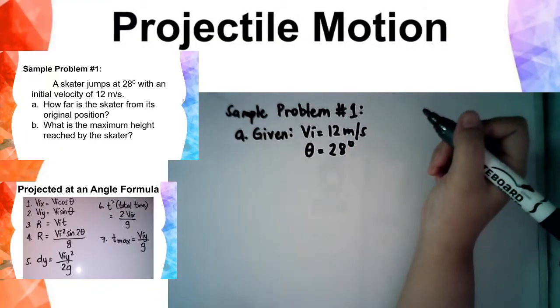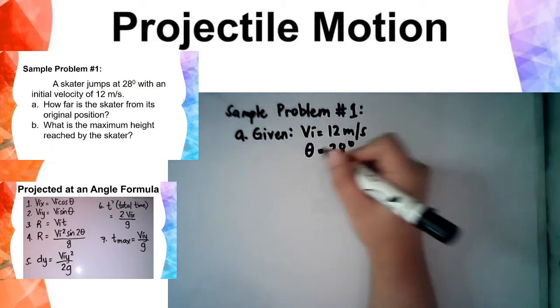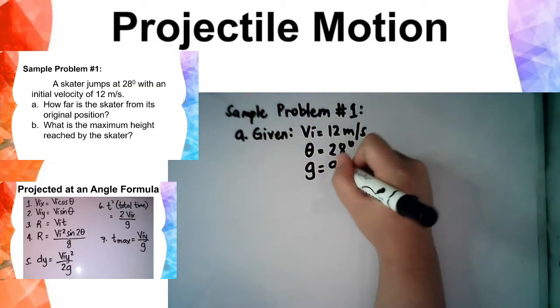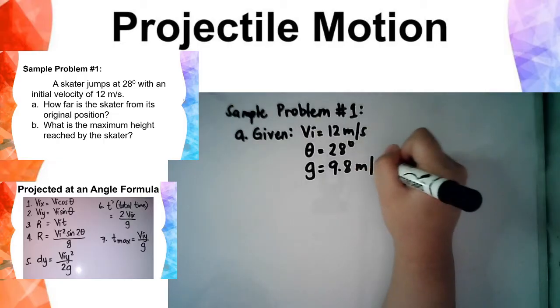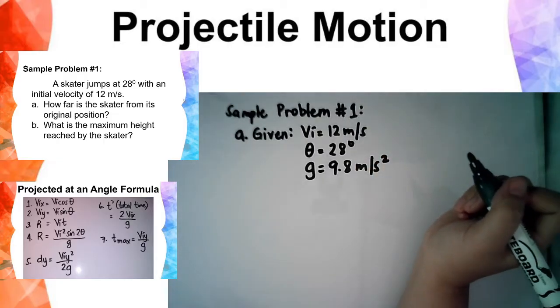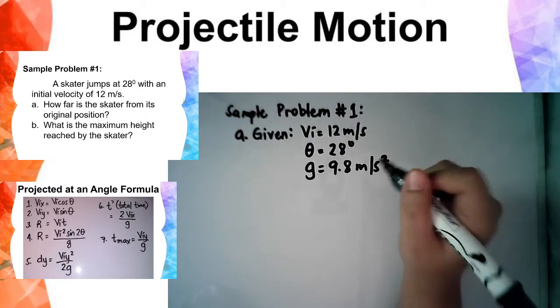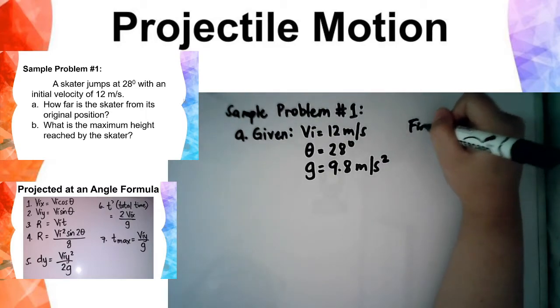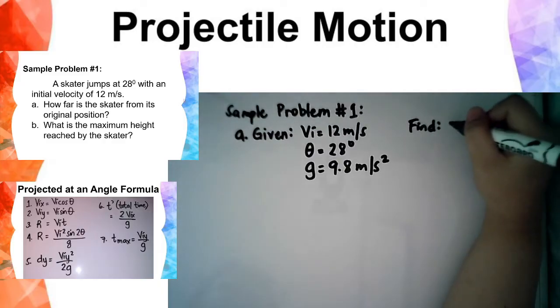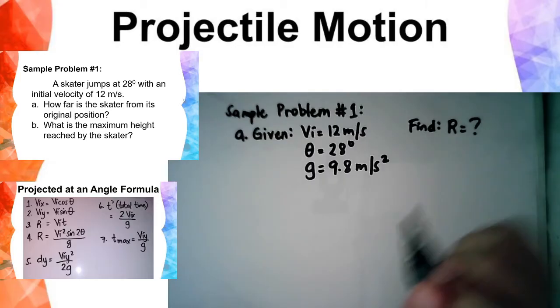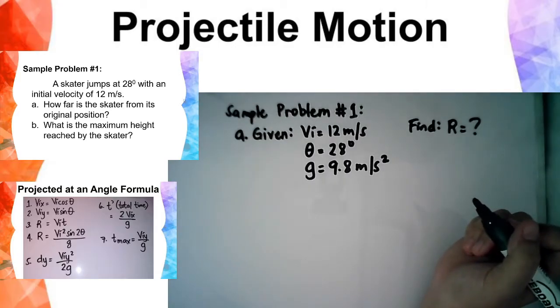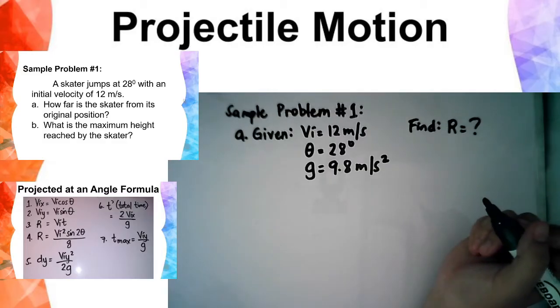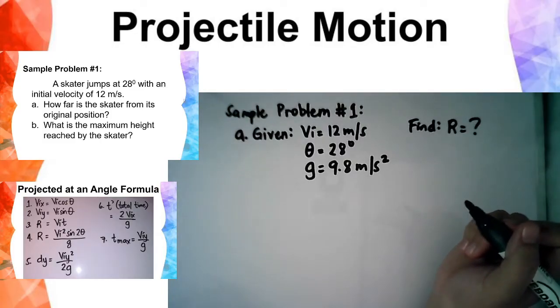And then, of course, huwag kakalimutan ang given na acceleration due to gravity, which is the constant 9.8 meters per second squared. Now, for this particular question, ang kailangan nating hanapin ay yung range or the capital letter R. Kasi ang sinabi, how far is the skater from its original position? Gaano siya kalayo mula dun sa original position niya. So, that is the range.